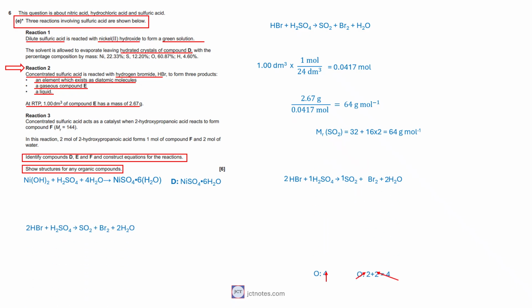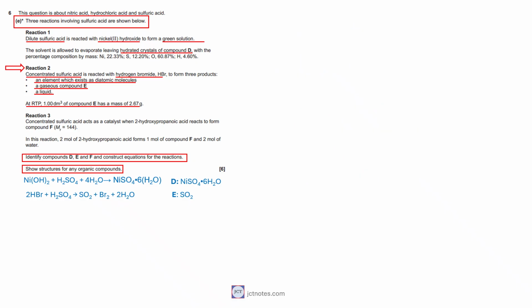The balanced equation is 2 moles of hydrogen bromide react with 1 mole of sulfuric acid to form 1 mole of sulfur dioxide, 1 mole of bromine, and 2 moles of water. Therefore, compound E is sulfur dioxide.